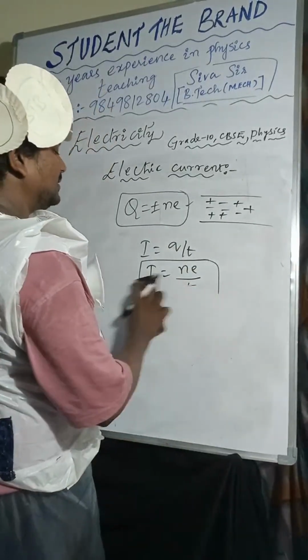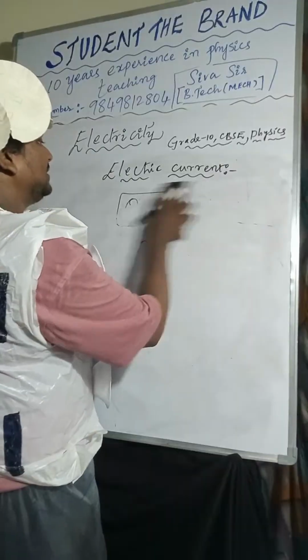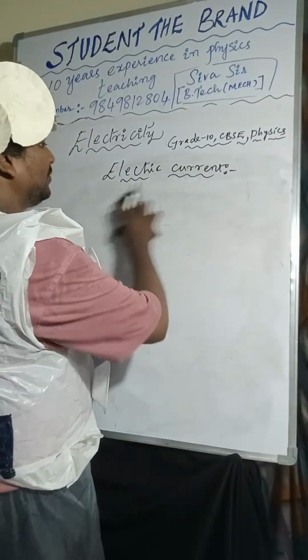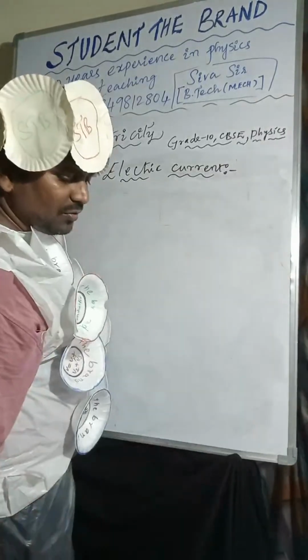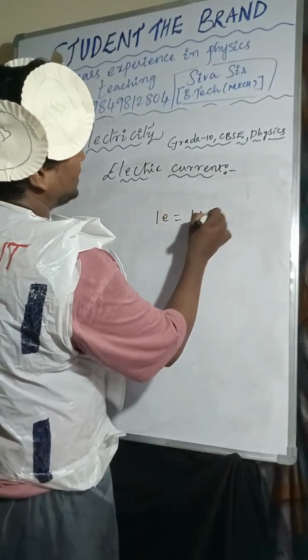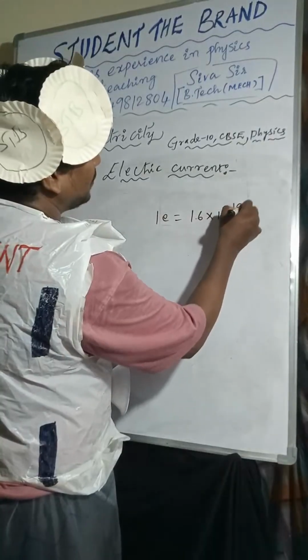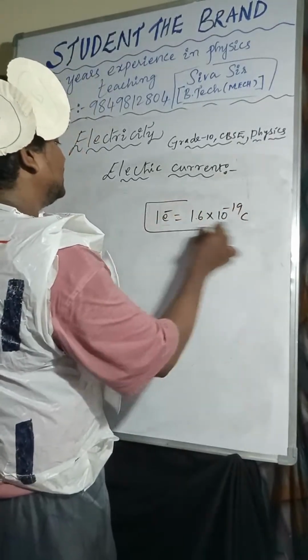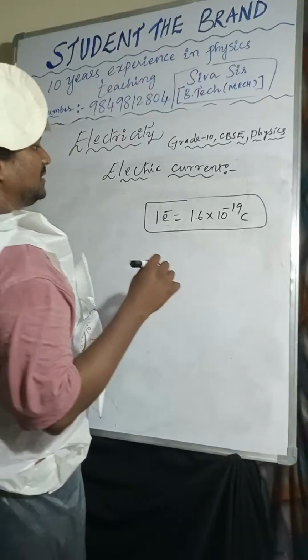So now we are considering Ne, the charge of an electron. On one electron, how much charge is present? On one electron, 1.6 into 10 power minus 19 coulomb. So on one electron, how much charge is present? 1.6 into 10 power minus 19 coulomb.